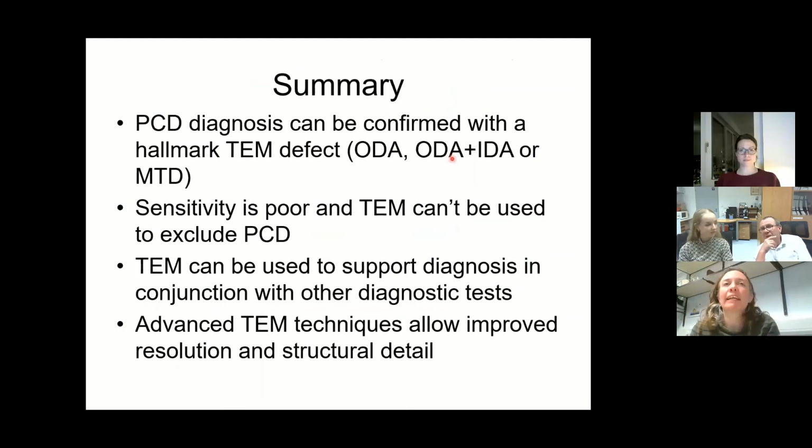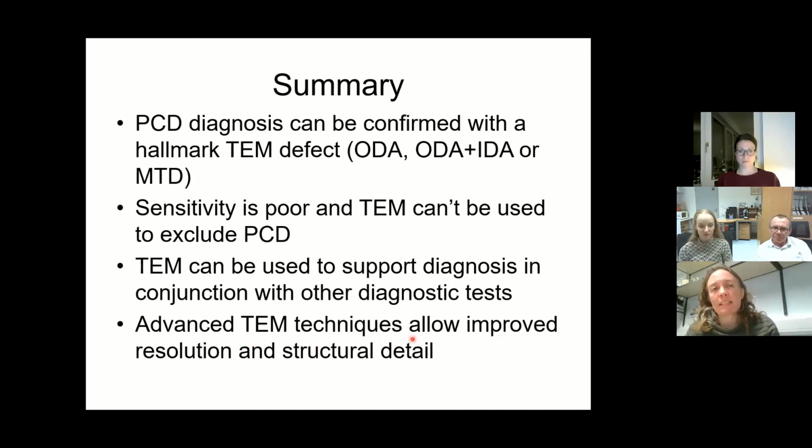So in summary, PCD diagnosis can be confirmed with EM with one of those 3 hallmark defects. Sensitivity is poor, and therefore EM can't be used to exclude PCD, but it can be used to support the diagnosis in conjunction with other diagnostic tests in a surprising number of cases, which might otherwise just be called normal ultrastructure because they're not hallmark defects. So it can provide a useful basis for making a diagnosis in conjunction with the other tests.